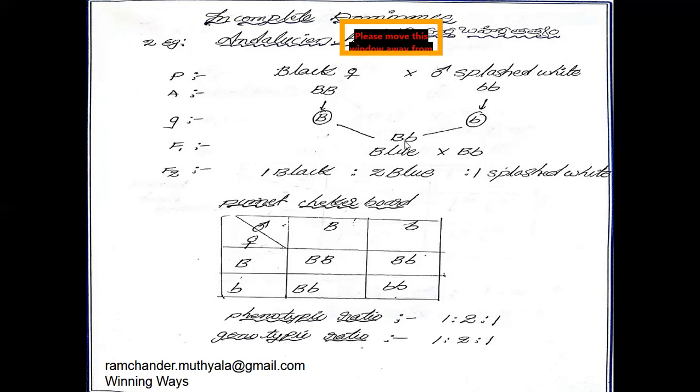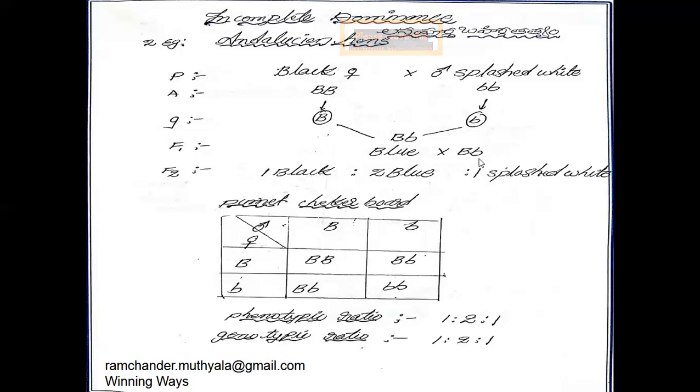In the F1 generation, the fowl express blue color plumage. In Andalusian fowl, three colors of plumage are present: black, splashed white, and blue. The black color contains the capital B gene, and splashed white color is expressed by the small b gene. The capital B gene is incompletely dominant over the small b gene, so they express the blue color plumage of Andalusian fowl. The blue color plumage of Andalusian fowl belongs to the F1 generation.